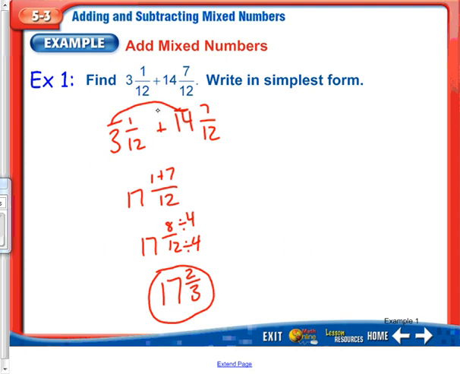So this one wasn't too bad. We already had an LCD. You add your whole numbers together, and then you take care of your numerators to make 8, and then we would simplify our answer. Now, I do expect all of this work to be shown in your notes, along with this is how I want to see it in your homework as well.